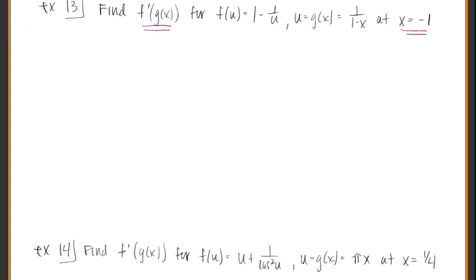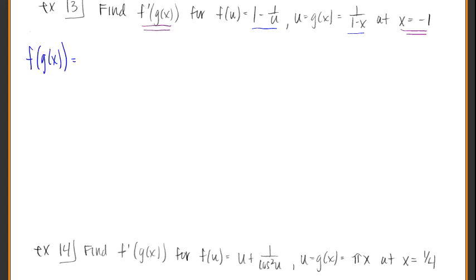First of all, let's analyze the two parts of these functions. You have the main one, which is 1 minus 1 over u, and then you've got u itself, which is going to be 1 over 1 minus x. So let's find this composite first of all.